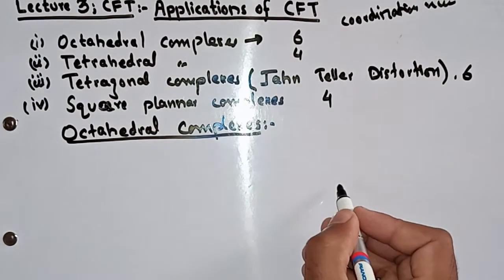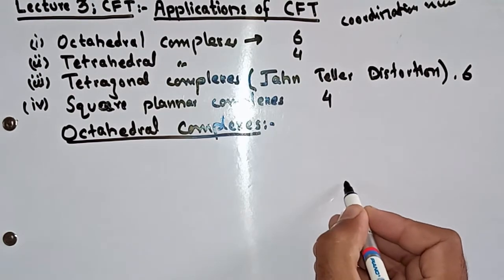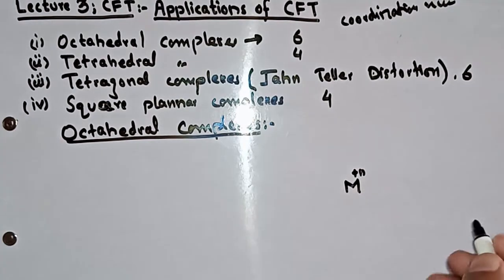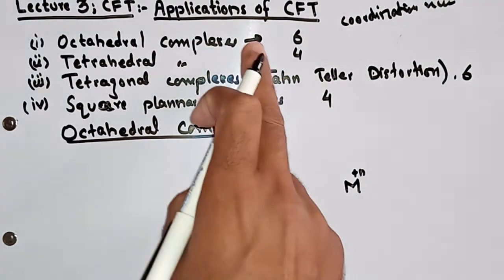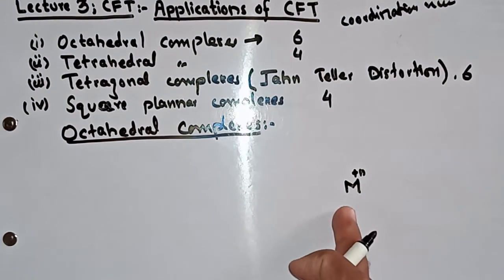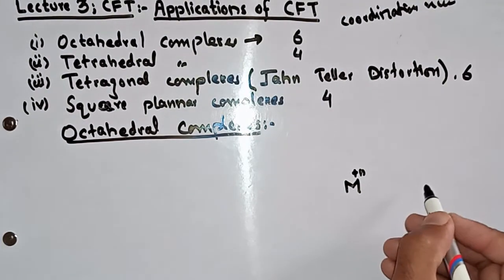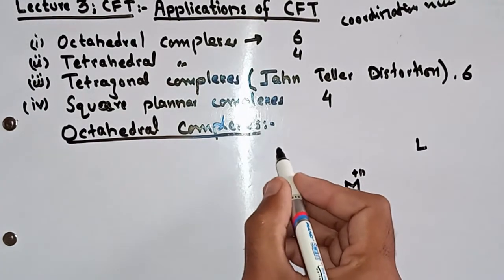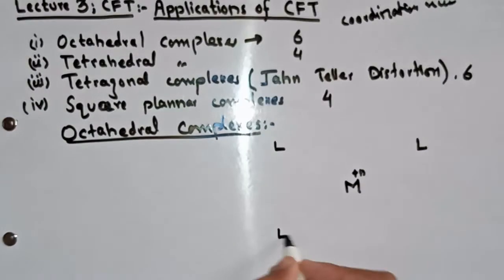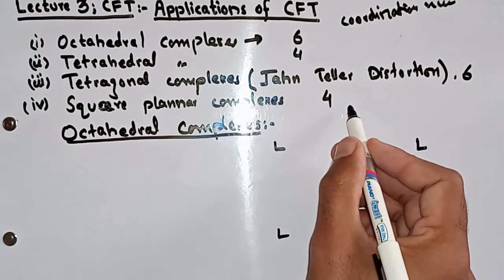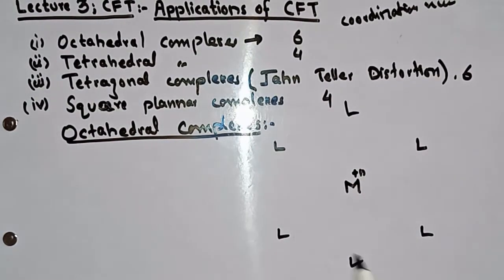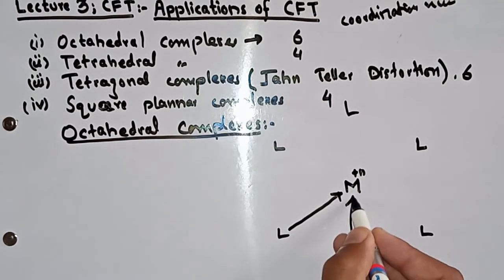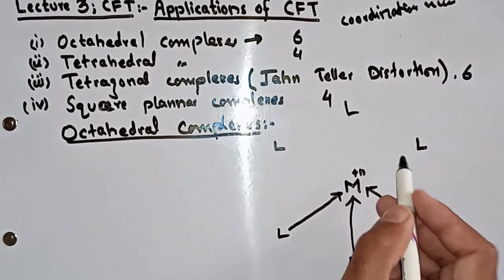Let's suppose there is a central metal atom, M plus N. I already told you that in octahedral complexes, the central metal atom should have 6 coordination number. So there should be 6 ligands. This is ligand first, this is ligand 2, this is ligand third, this is ligand fourth, this is ligand 5, this is ligand 6. These all are coordinated, with attraction to the central metal atom.